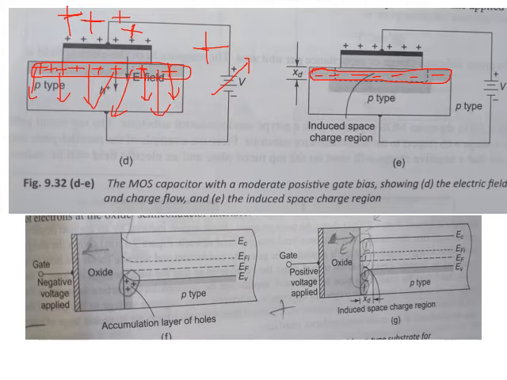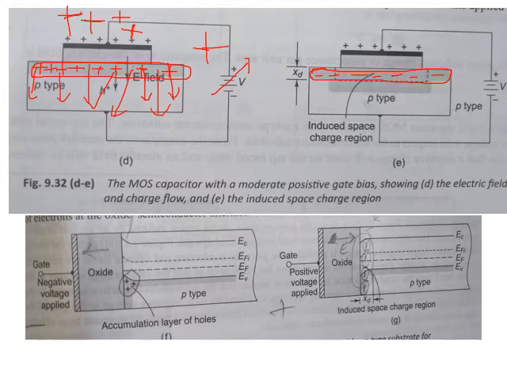Understanding? See, in p-type, majority carriers are holes. Correct? But does it mean that there are no electrons at all? No, it doesn't mean that. Majority carriers are holes, no doubt, but minority carriers are electrons. Correct?